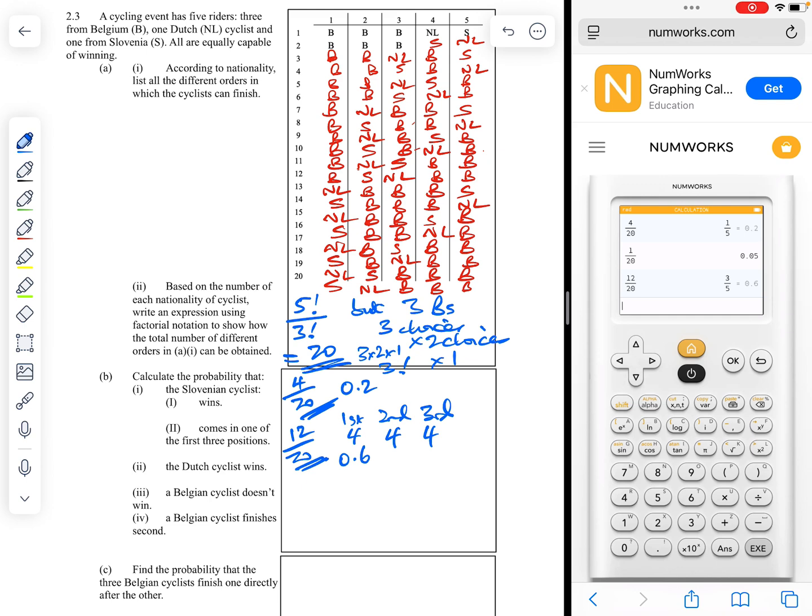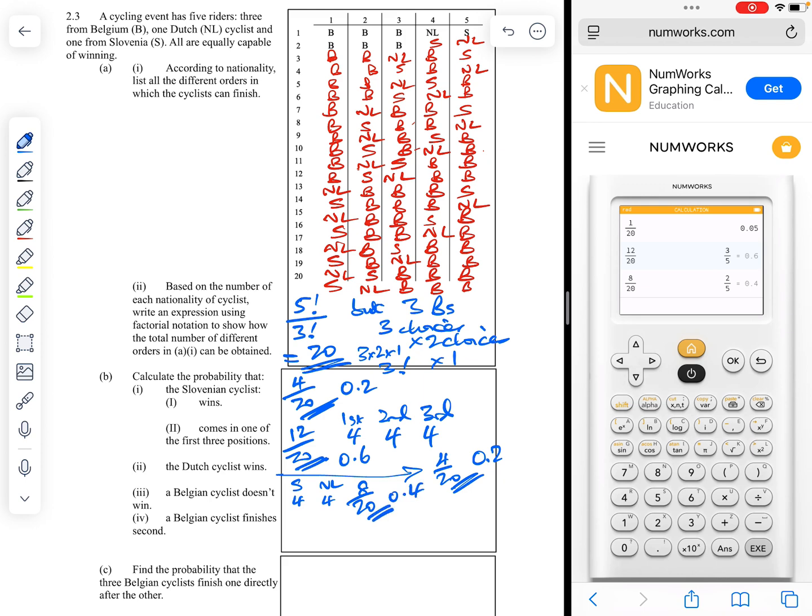What's the probability that the Dutch cyclist wins? Well, it's going to be the same. 1, 2, 3, 4. The Slovenian, the Dutch, there's just one of those riders. 4 out of 20, 0.2. What's the probability that a Belgian cyclist doesn't win? A Belgian won't win if the Slovenian wins, which is 4 ways, or the Dutch one wins, which is 4 ways, so we have 8 out of 20 that the Belgian doesn't win. 8 divided by 20 and we get 0.4.